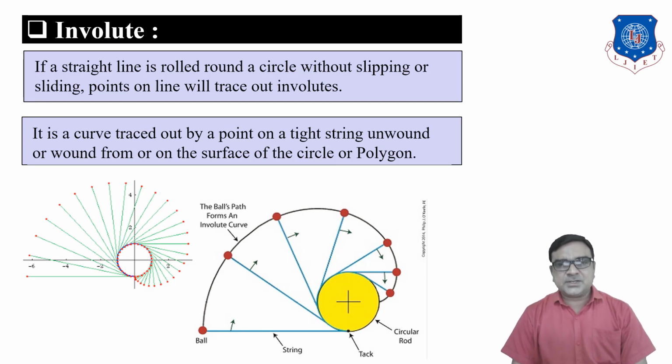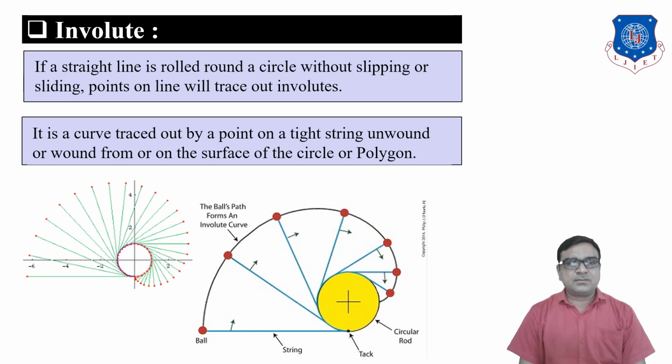Another definition of the involute is that it is a curve traced out by a point on a tight string, unwound or wound from or on the surface of a circle or polygon.